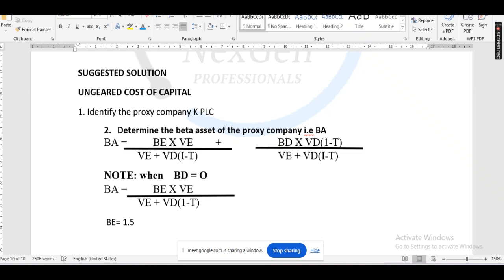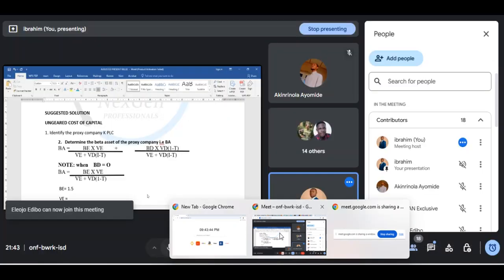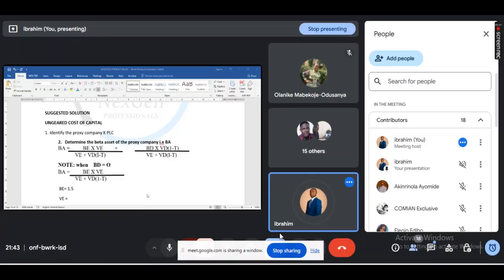Times, don't forget, equity beta, value of equity. Don't forget, when equity beta is not given to you, you have to use the CAPM formula to get your cost of equity. By then, the cost of equity of the proxy company will be given to you.